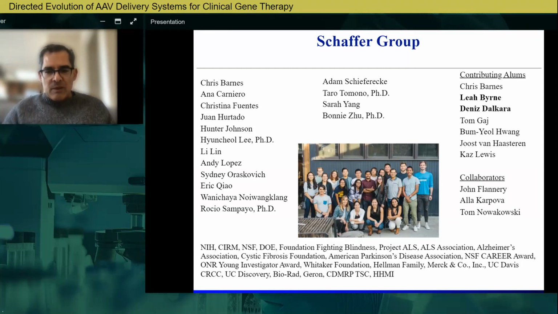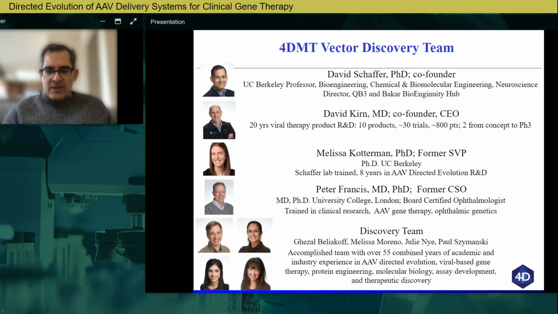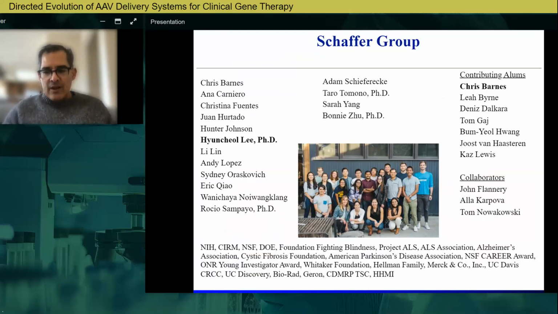So I'd like to acknowledge the people who actually did this work. Leah Byrne and Denise Dalcara developed the vector for delivery to the retina of mouse. These are a group of people within the company, not everybody, but a group of people who are responsible for creating the vector that went into human clinical trials in the retina. And in addition, the cell line engineering, or the genome-wide screens, were conducted by Chris Barnes and Hansho Lee.